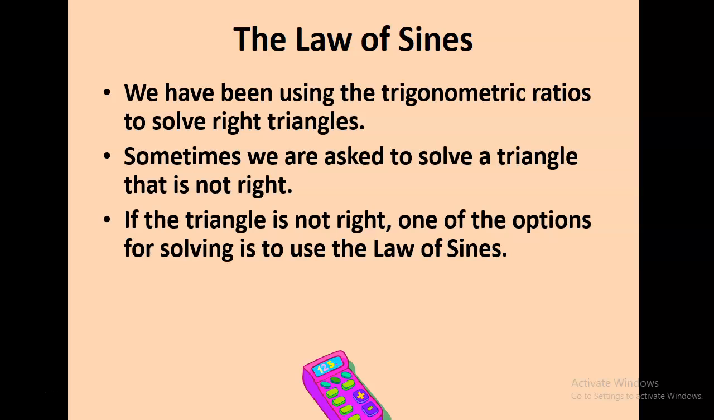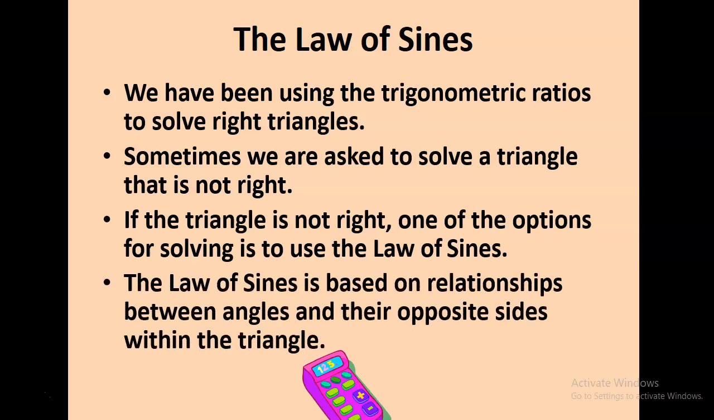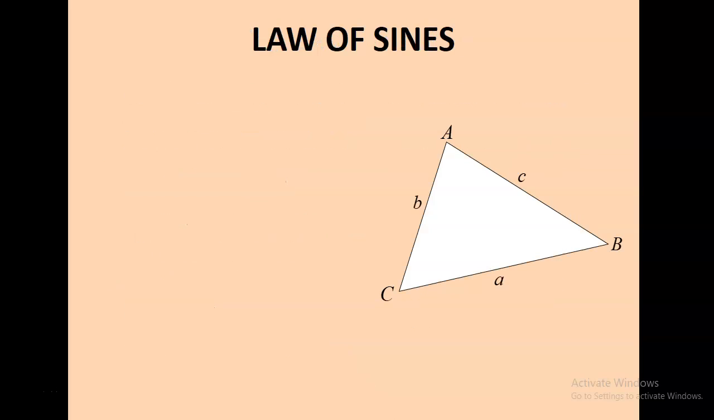If the triangle is not a right triangle, one of the options we have is the law of sines, and we'll talk about another one later. But whenever we use the law of sines, we're using something that is based off of the relationships between angles and all of their opposite sides. So you're always looking for pairs of angles that can be matched up with a measure of the opposite side that it's across from. So that relationship is very critical.